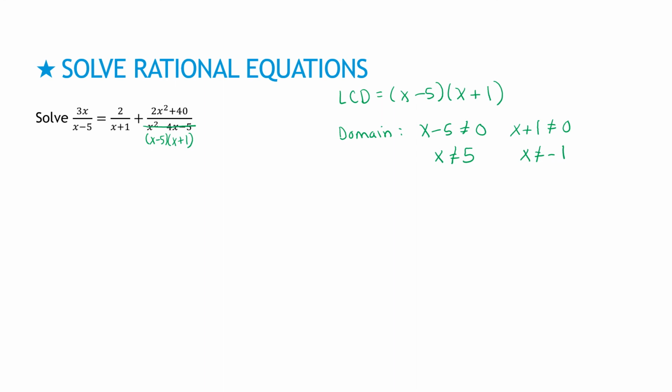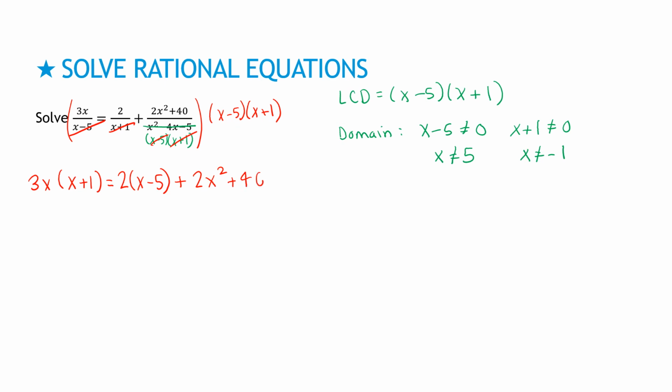I'm going to take everything times the least common denominator. Again, I'm going to show a little bit less work just for the sake of time because this is already a long video. On the first one, that's going to cross off the x plus 5 and leave me with 3x and then x plus 1. On the second one, the x plus 1 will cancel, leaving me with 2 and x minus 5. And on my last fraction, both of those would cancel, leaving me with just 2x squared plus 40.